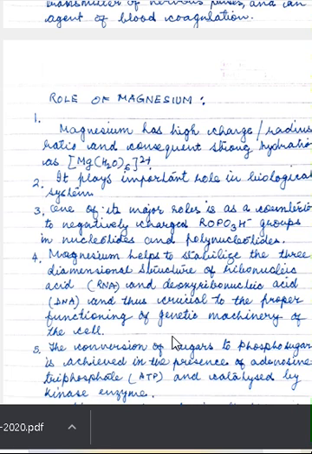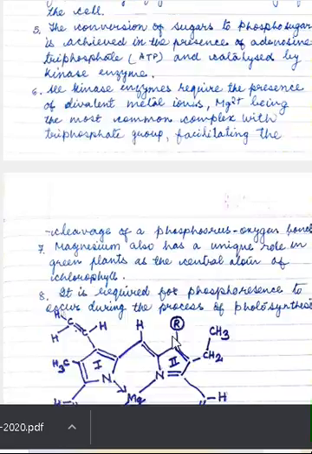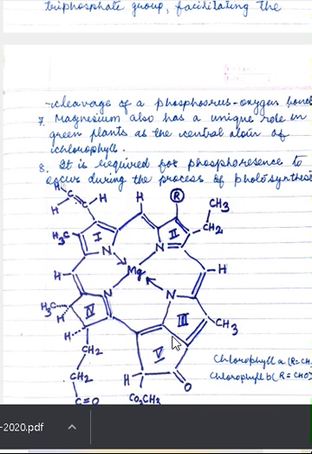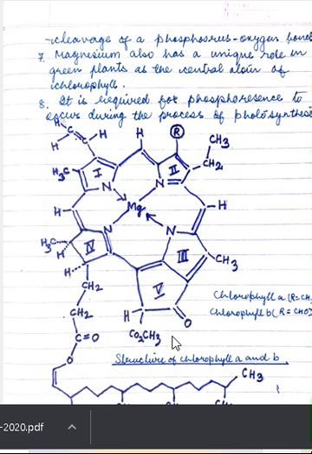The conversion of sugars to phosphosugars is achieved in the presence of adenosine triphosphate, ATP, and catalyzed by the kinase enzyme. All kinase enzymes require the presence of divalent metal ions, magnesium 2 plus being the most common, which complex with the triphosphate group, facilitating the cleavage of a phosphorus-oxygen bond.